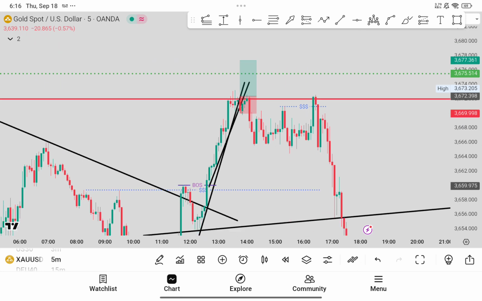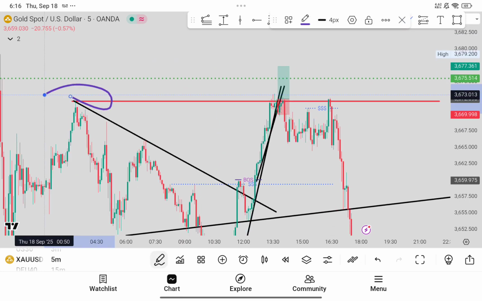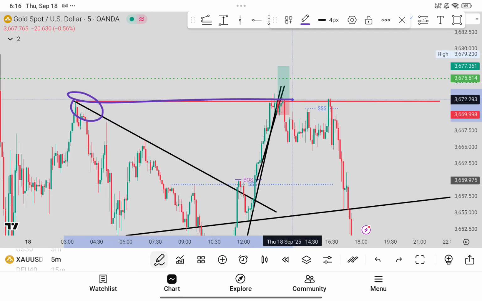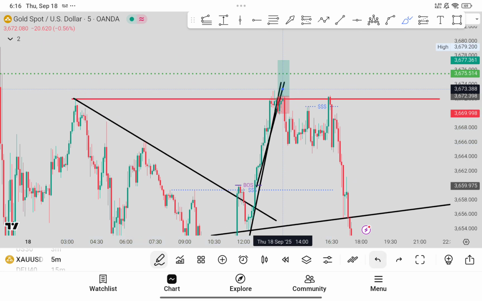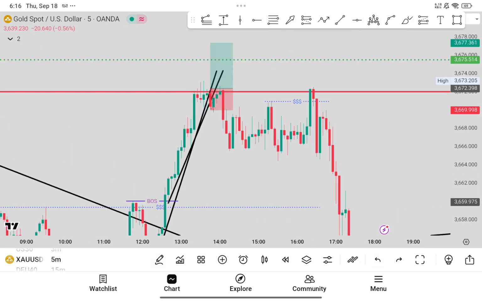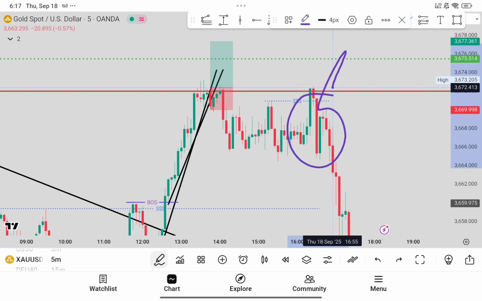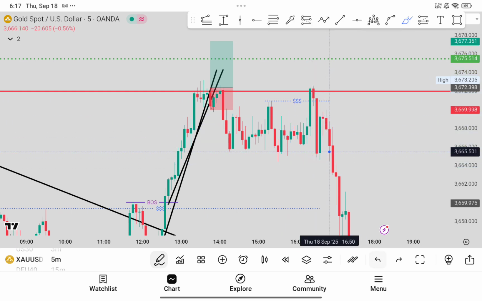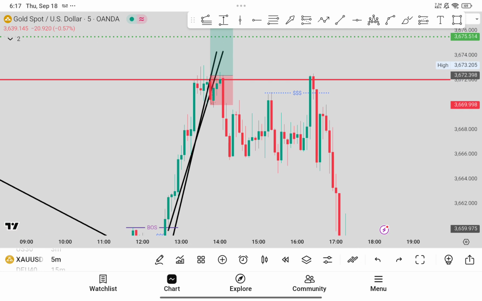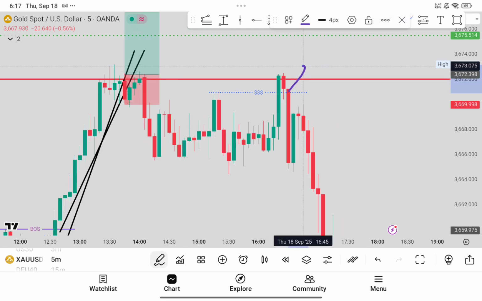The first reason is that we took the liquidity. This is a resistance, and it rejected this resistance. The second reason is that it formed a double top. The third thing is that even though the news came, the market did not go up, not a single candle. It is just a rejection. This red candle is the news time.